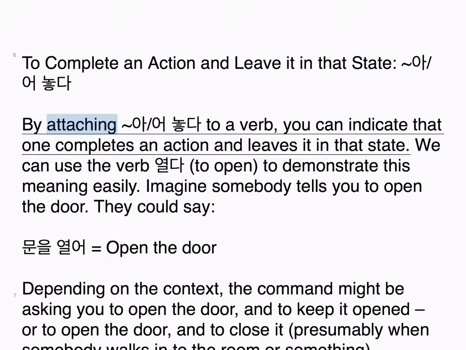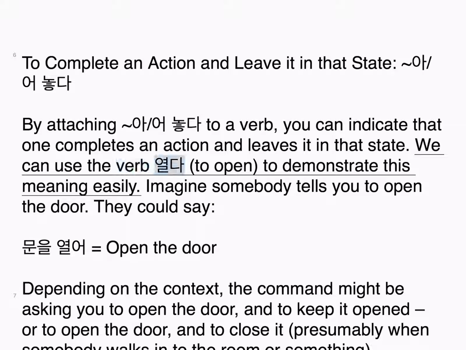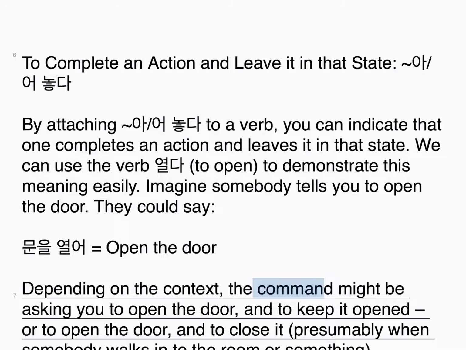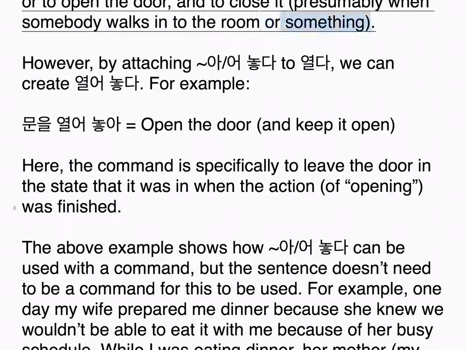To complete an action and leave it in that state, 놓다. By attaching 놓다 to a verb, you can indicate that one completes an action and leaves it in that state. We can use the verb 열다, to open, to demonstrate this meaning easily. Imagine somebody tells you to open the door. They could say, 문을 열어, open the door. Depending on the context, the command might be asking you to open the door and keep it opened, or to open the door and then close it, presumably when somebody walks into the room or something.